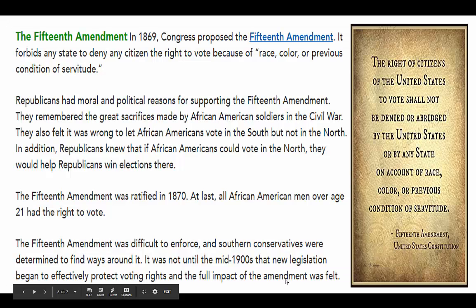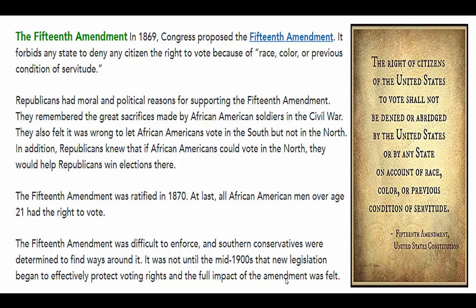The 15th Amendment. In 1869, Congress proposed the 15th Amendment. It forbids any state to deny any citizen the right to vote because of, quote, race, color, or previous condition of servitude, meaning slavery. So if you think about it, the three amendments, 13, 14, and 15, all deal with civil rights. The 13th Amendment made slavery illegal. The 14th Amendment gave African Americans citizenship in this country, meaning anyone who's born in this country. And the 15th Amendment says you cannot deny the right to vote because of race, color, or being a slave previously.